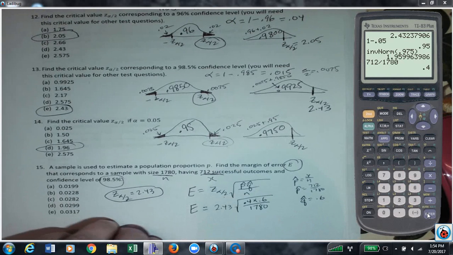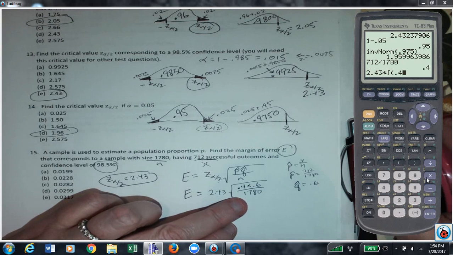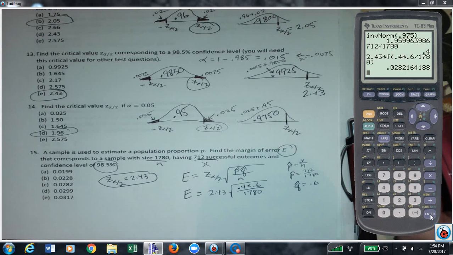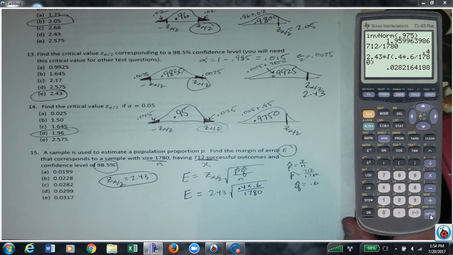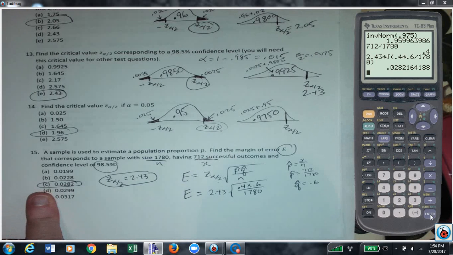So that's one way I can get my margin of error. So I'm going to do 2.43 times square root of 0.4 times 0.6 divided by 1780. Close parentheses, press enter. 0.282. It's going to match up with that one. That's going to be the closest one.